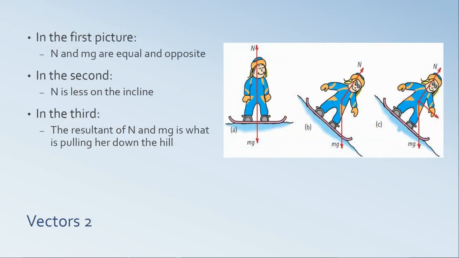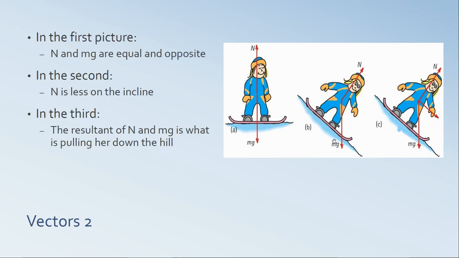And this can come into play when we start talking about inclines. So let's look at our little skateboarder here on her skateboard. So if she's on a horizontal surface, the force of her weight acting with gravity pulling her down is going to be the same as the normal force pushing her up. So she's in equilibrium. They're equal and opposite.